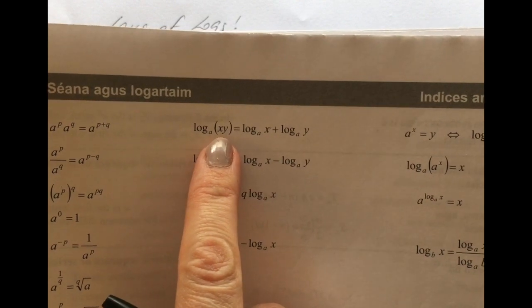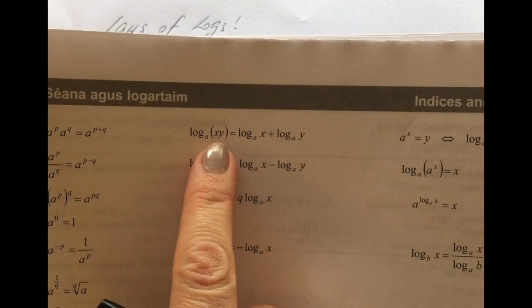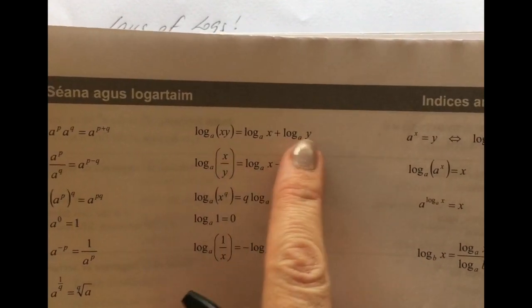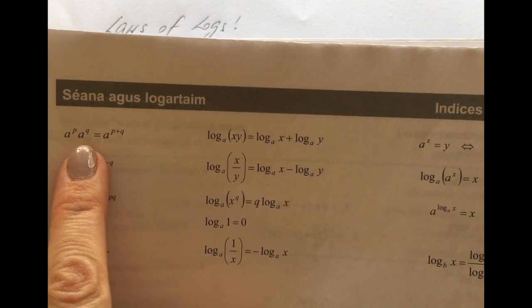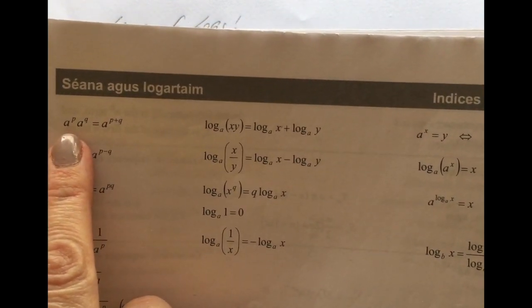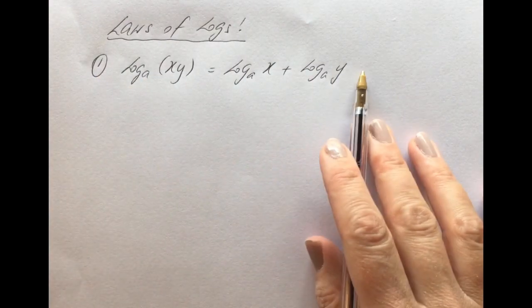Do you see the way the x is by the y here like this? xy, of course, is the same as x times y. So when you have two things multiplied, you can add the powers, and that's what we have over here, remember. a to the power of p times a to the power of q. If you have them being multiplied, you can add the powers. So here's the first law.